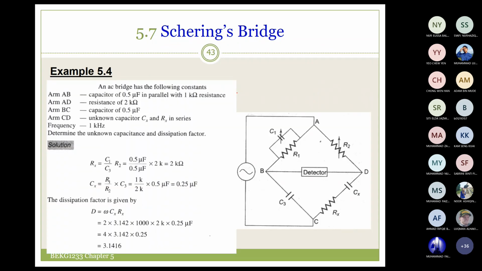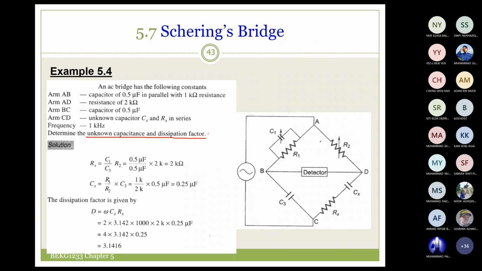In this example 5.4, there is an AC bridge, the same as the Schering, where this is parallel, and this is for the C3 for the Z3. The values for arm AB, arm AD, arm BC and arm CD are known, while Rx and Cx are unknown. In this example, we want to determine the unknown capacitance and dissipation factor.